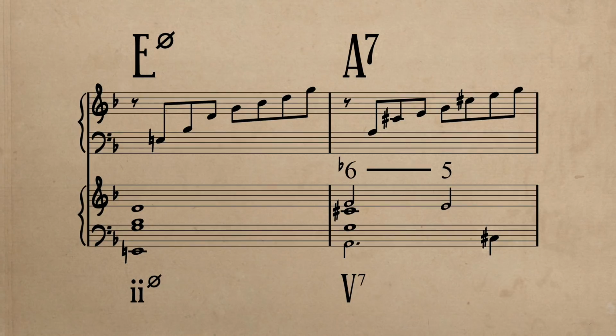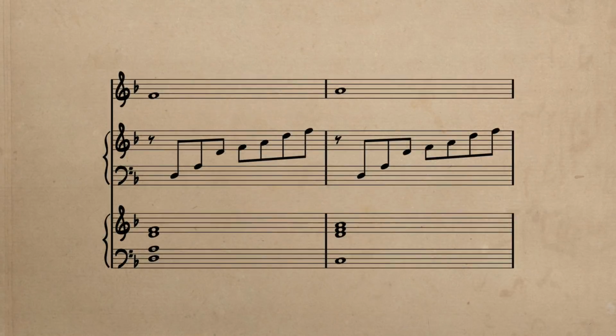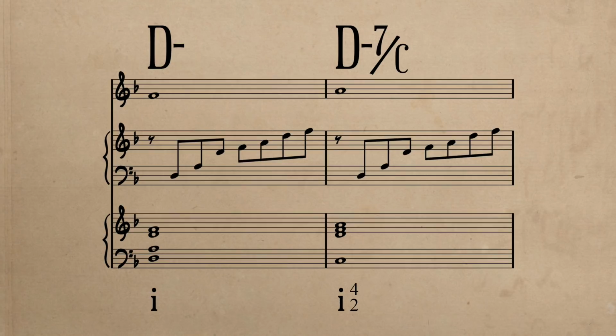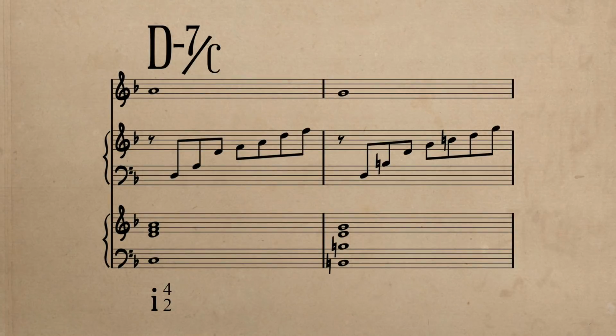After A7, we're going to move into the second phrase, which begins with, as expected, D minor, the 1. Rather than move to E flat major 9, D minor becomes D minor 7 over C, the 1/4/2. Like most chords voiced in third inversion, we're going to hear the bass descend by step.